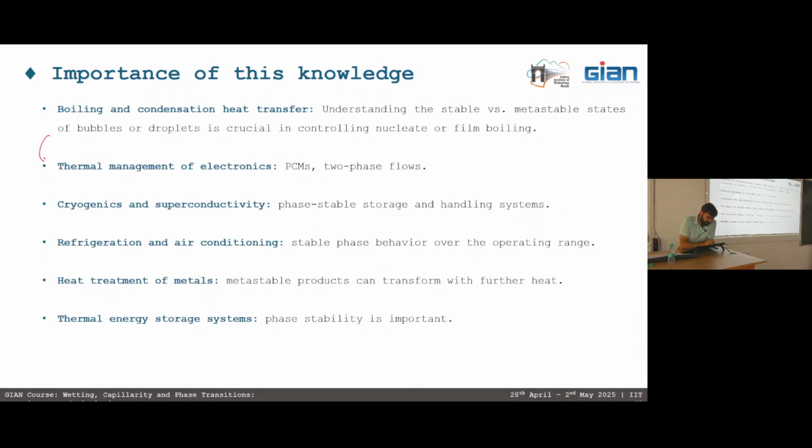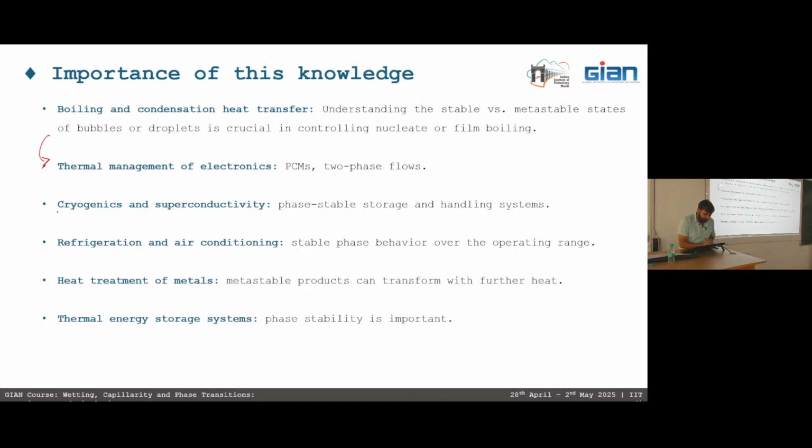There are applications also in the thermal management of electronics, where right now we use microchannel based cold plates, where two phase flows occur. It means that we have boiling occurring at that place. So this knowledge can also be applied to those sections.